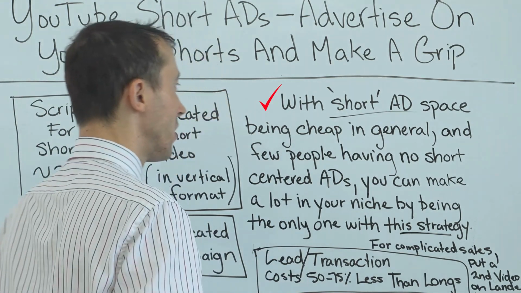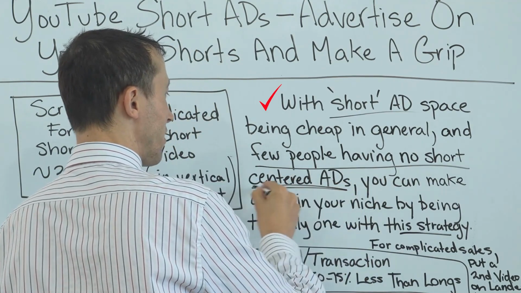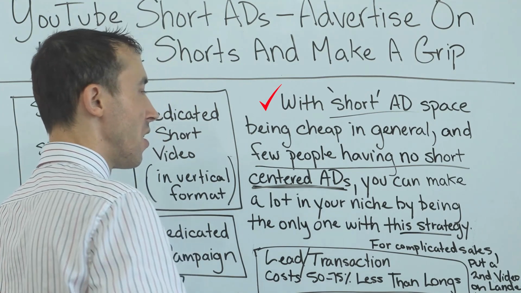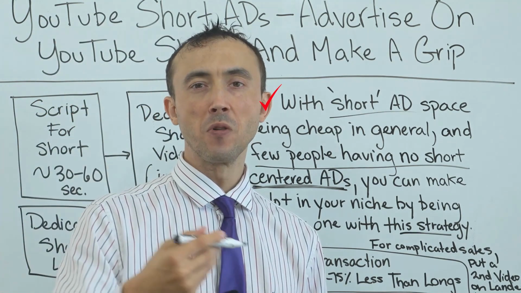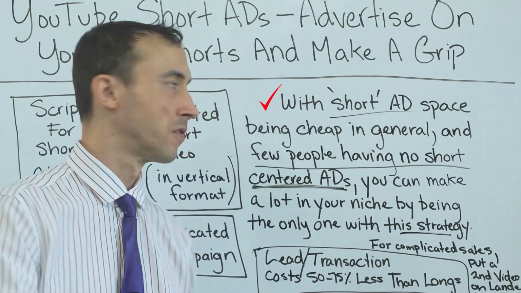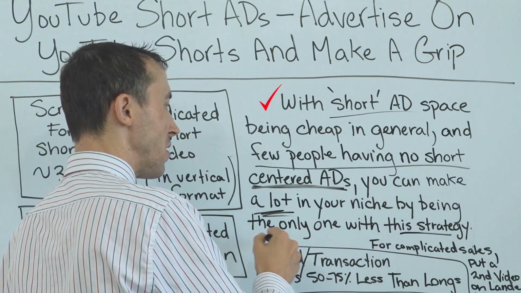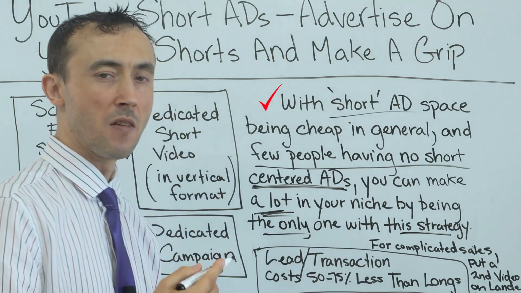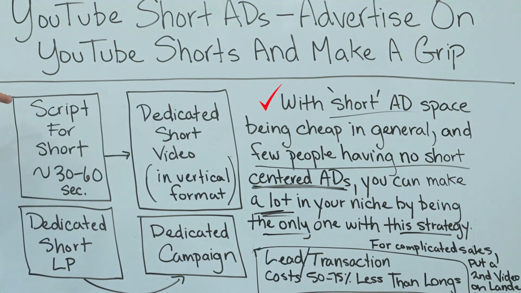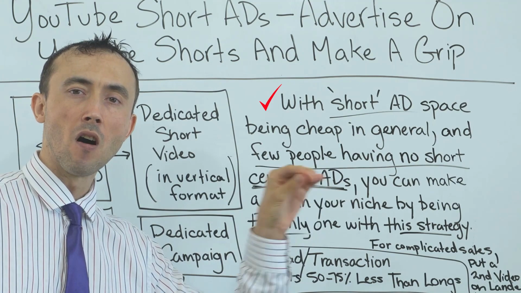So with that said, with short ads being cheap in general, we're talking a fraction of a penny per viewing of the ad, and few people having short-centered ads to advertise on YouTube, if they're advertising on YouTube at all, and then very few people in general having short ads that they've made just for YouTube Shorts. You can make a lot of money in your space by being the only one with this strategy that I'm going to give you here. That is, you're going to have a dedicated ad just for the short placement on YouTube.